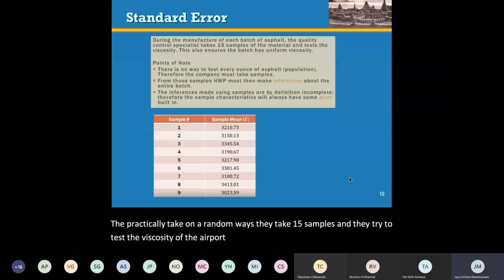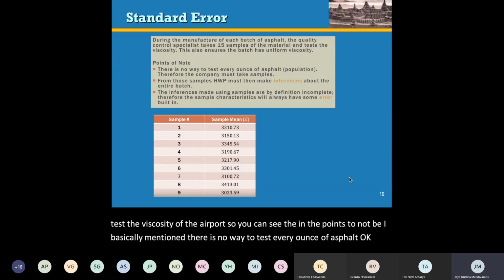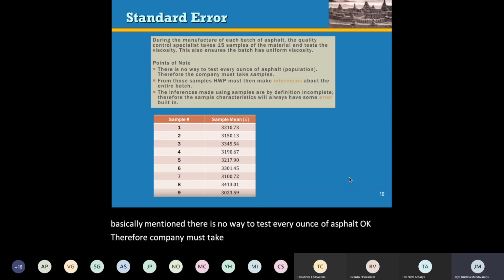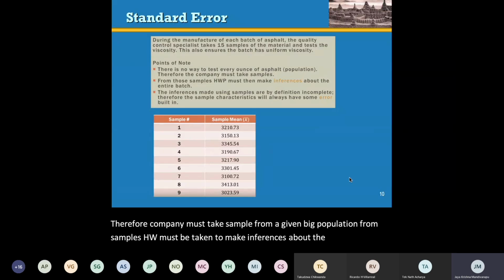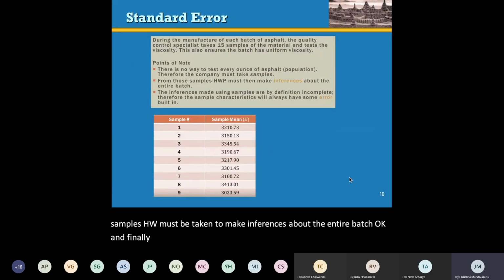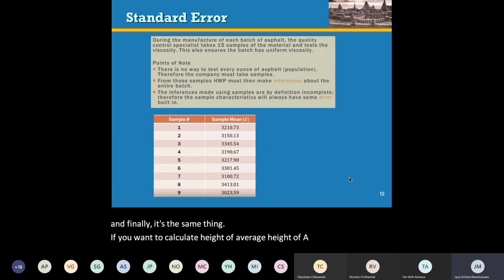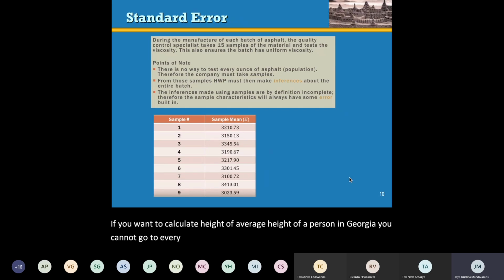In the points to note, I mentioned that there is no way to test every ounce of asphalt. Therefore the company must take a sample from a given big population. From those samples, inferences must be made about the entire batch. It's the same thing as calculating the average height of a person in Georgia: you cannot go to every person to measure the height, you take a random sample.